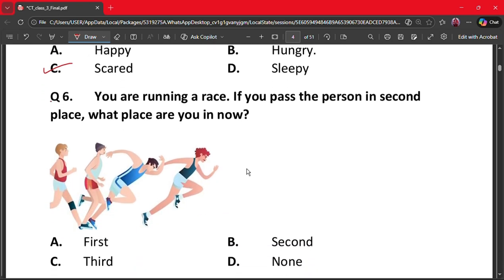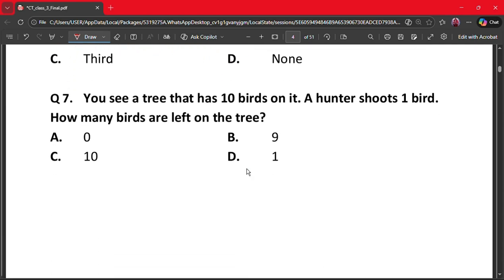Question number 6. You are running a race. If you pass the person in second place, what place are you in now? So, if you are here and you pass the second person, you are still behind the first, so you are at second place. So, the correct answer is option B, second.